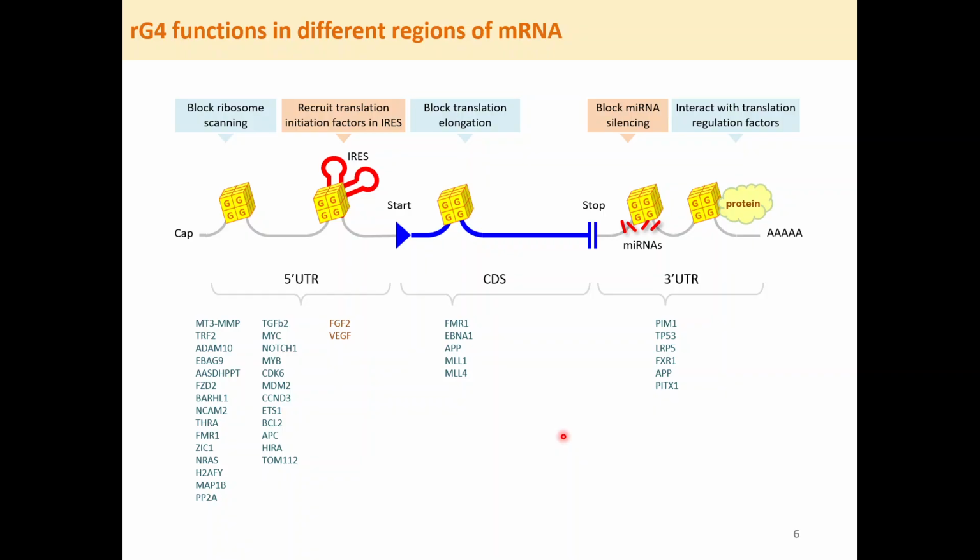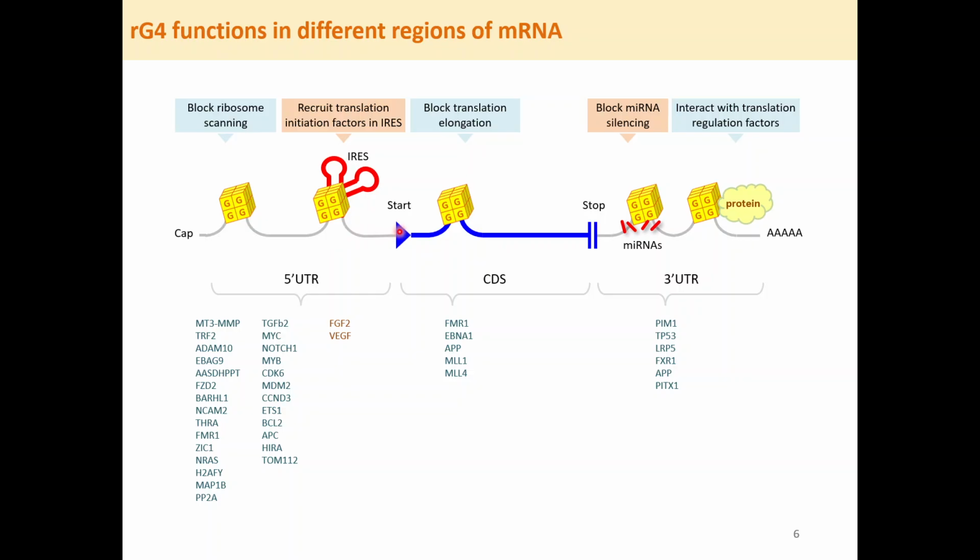In mRNAs, rG4s are enriched on the 5' and 3' untranslated regions, suggesting their regulatory roles in protein translation initiation, RNA stability, and metabolism. In the 5' UTR, rG4 can block ribosome scanning and impede canonical cap-dependent protein translation initiation. For cap-independent protein translation, rG4 in the internal ribosome entry site, IRES, can recruit translation initiation factors to start protein translation. This bifurcation in function underscores the versatility of rG4s.